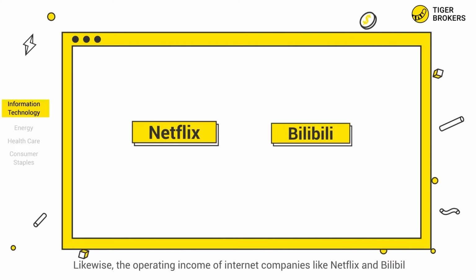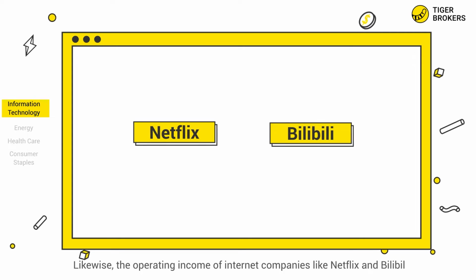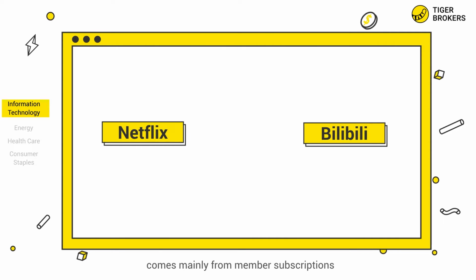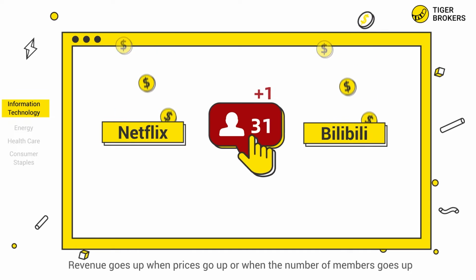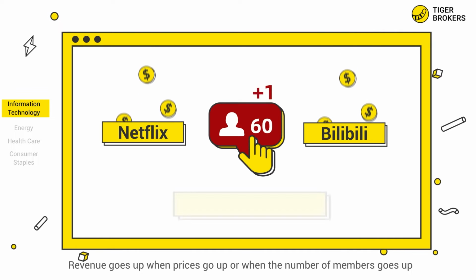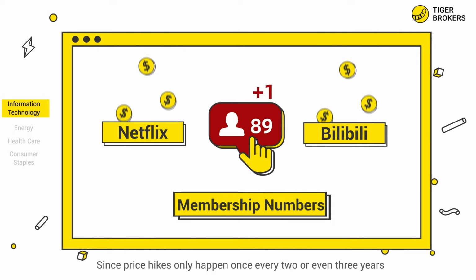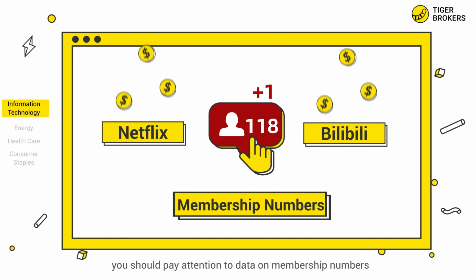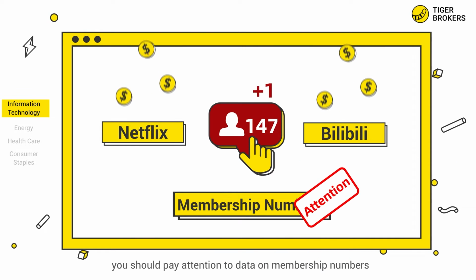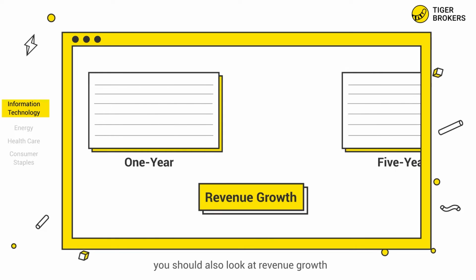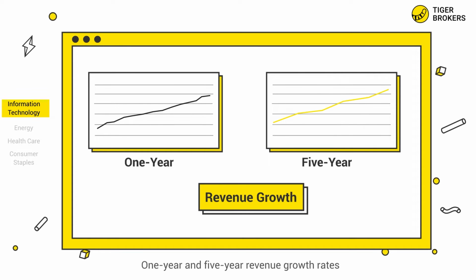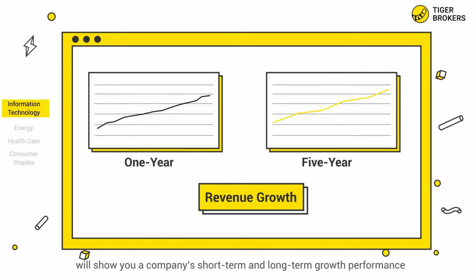Likewise, the operating income of internet companies like Netflix and Bilibili comes mainly from member subscriptions. Revenue goes up when prices go up or when the number of members goes up. Since price hikes only happen once every 2 or even 3 years, you should pay attention to data on membership numbers. Apart from revenue makeup, you should also look at revenue growth. 1-year and 5-year revenue growth rates will show you a company's short-term and long-term growth performance.